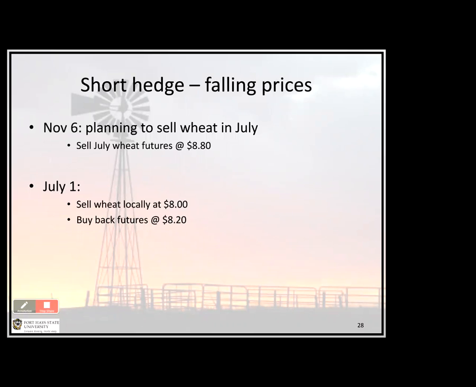20 under. So it's cash minus futures. If I ask what's basis at harvest time, and we're assuming July 1st is harvest time, it's cash price minus futures. $8 minus $8.20 gives you negative 20. 20 under. So you can say 20 under, or you can say negative 20. So what is our net sales price?